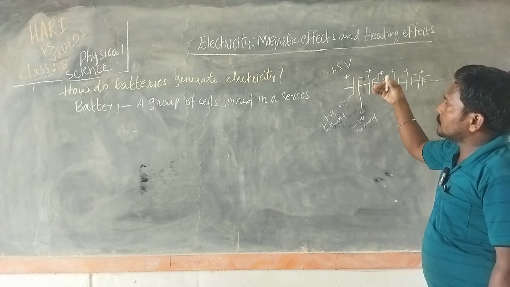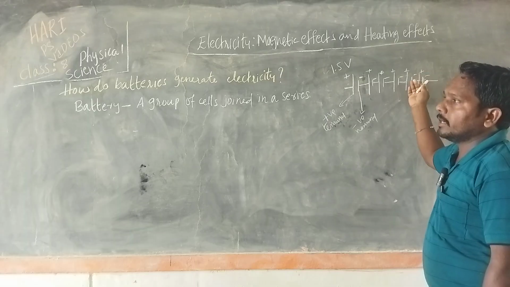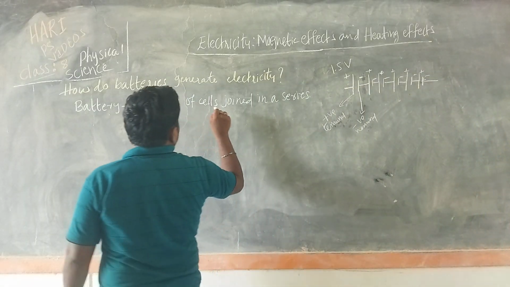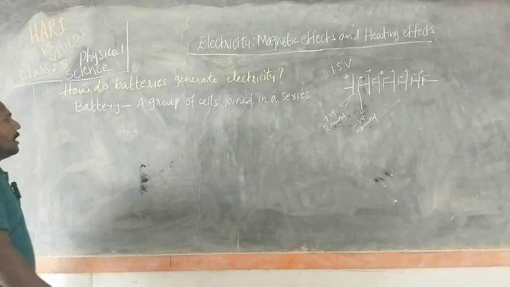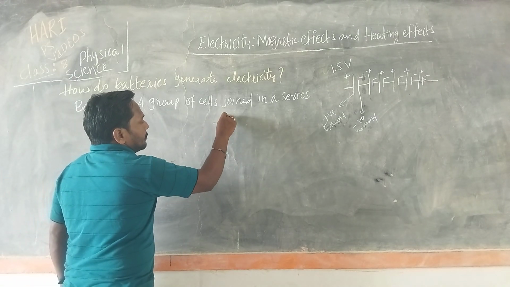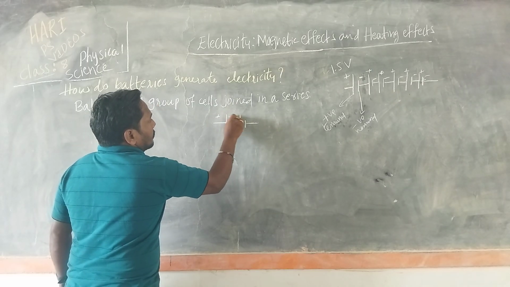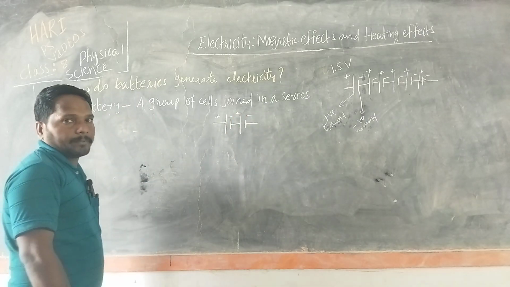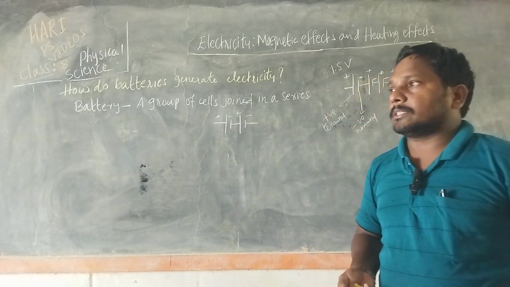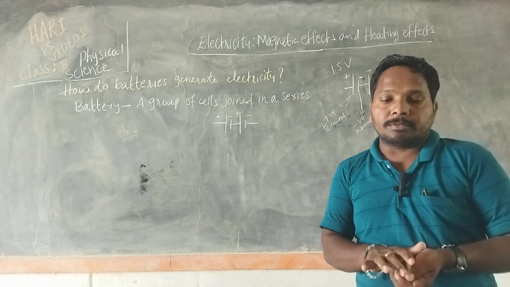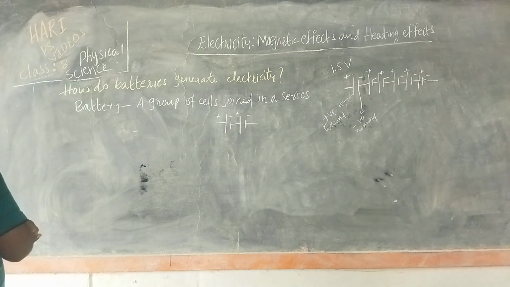Combination of two or more cells you can call a battery. A group of cells joined in series is called a battery. So this is the symbol for a battery, right? So this battery contains some important substances, and let us know some very important terms which are related to a battery or the cell.